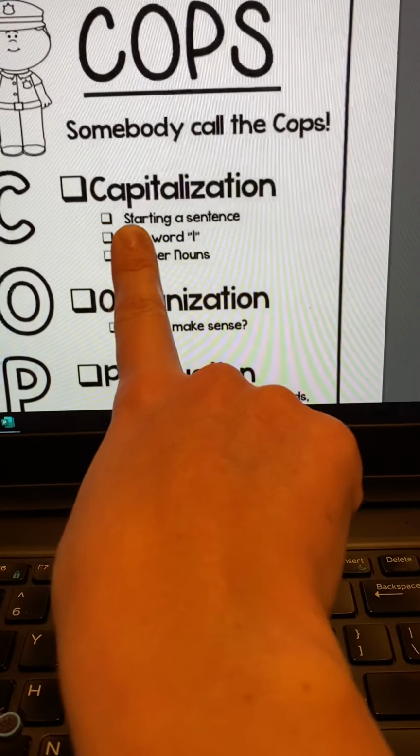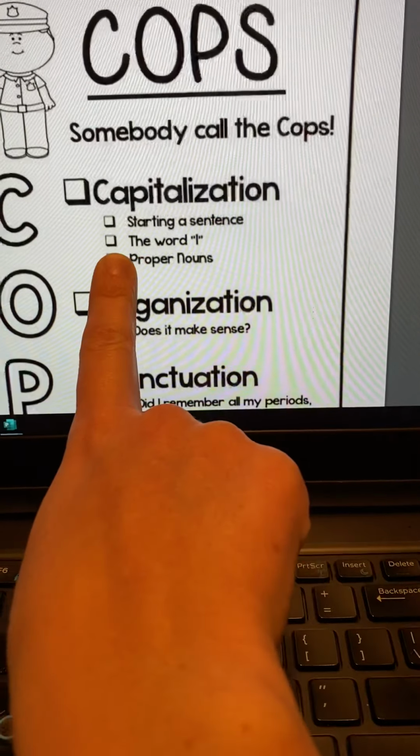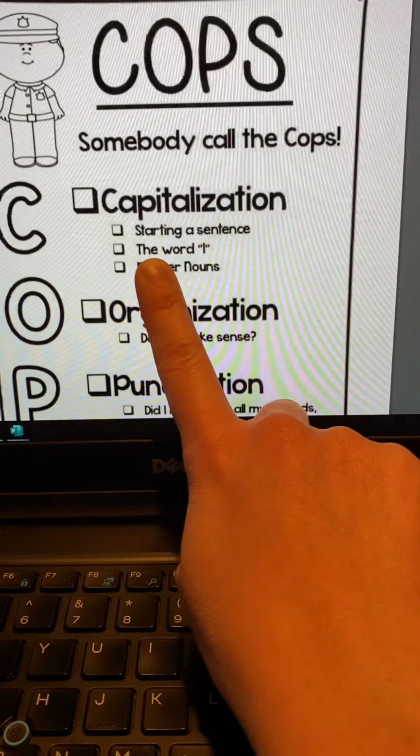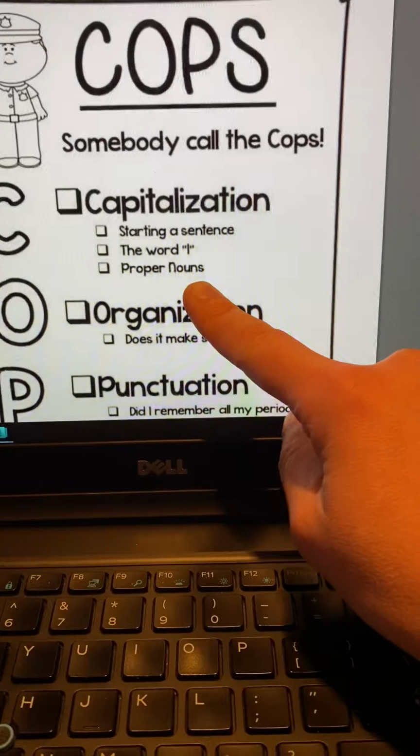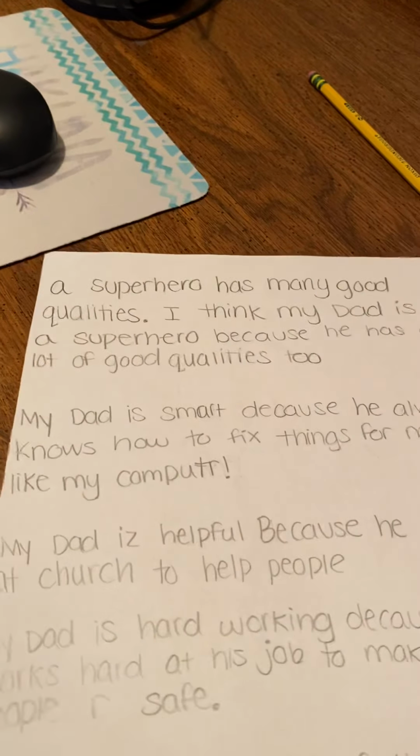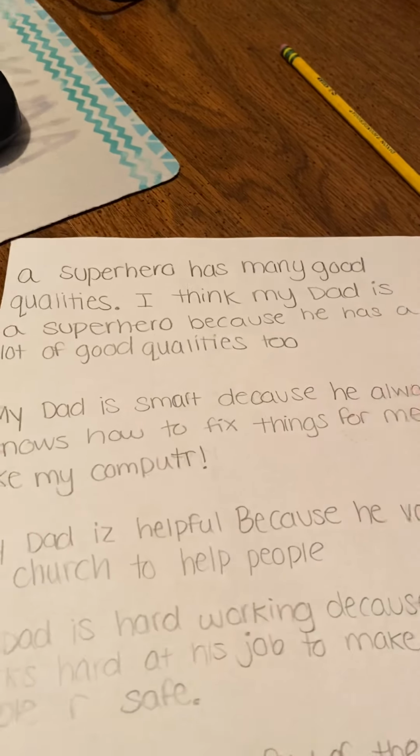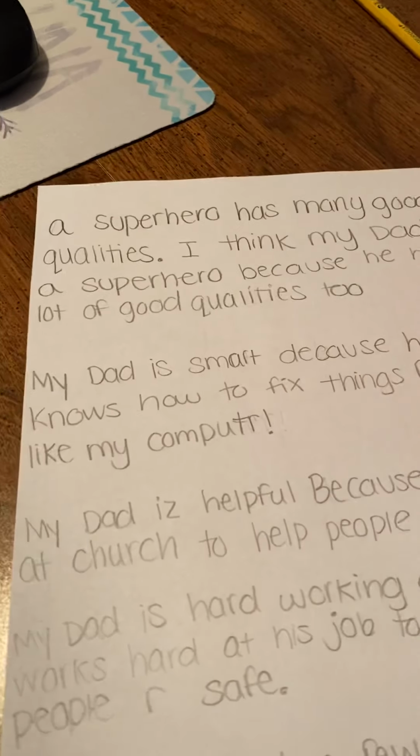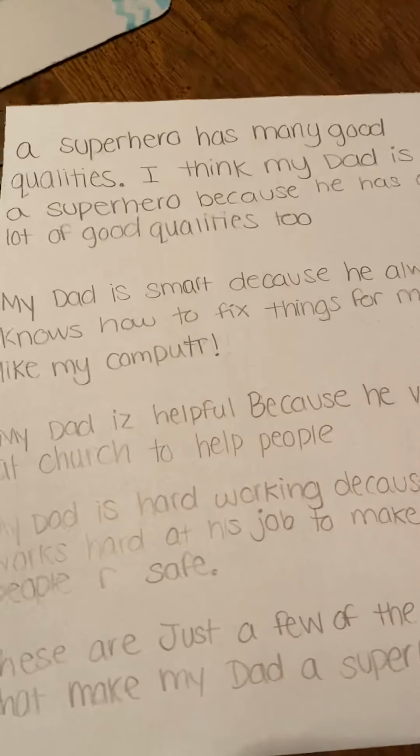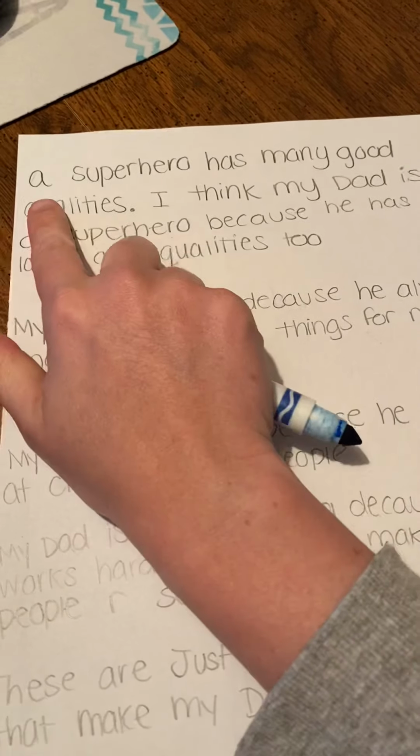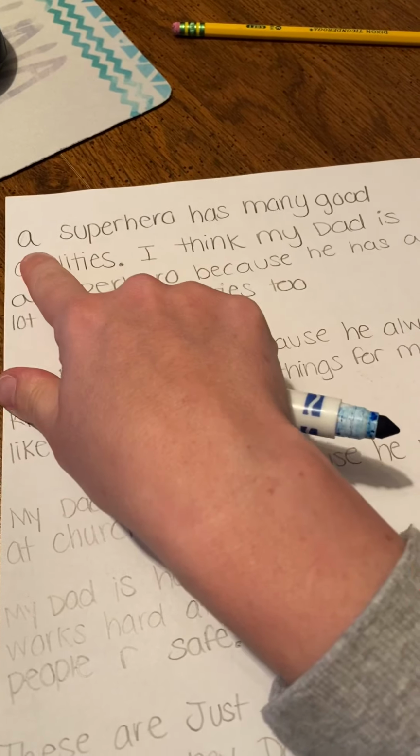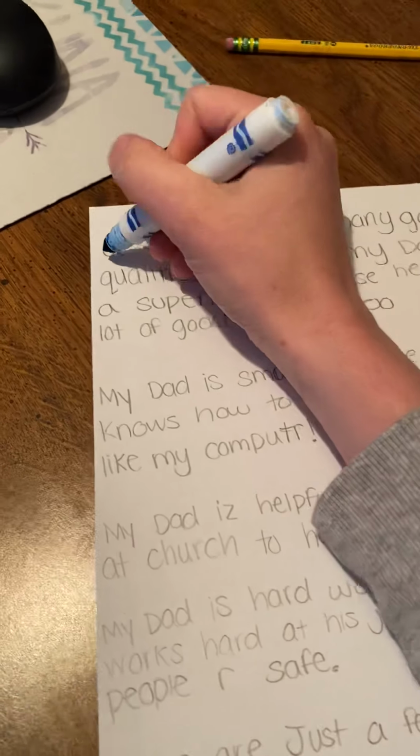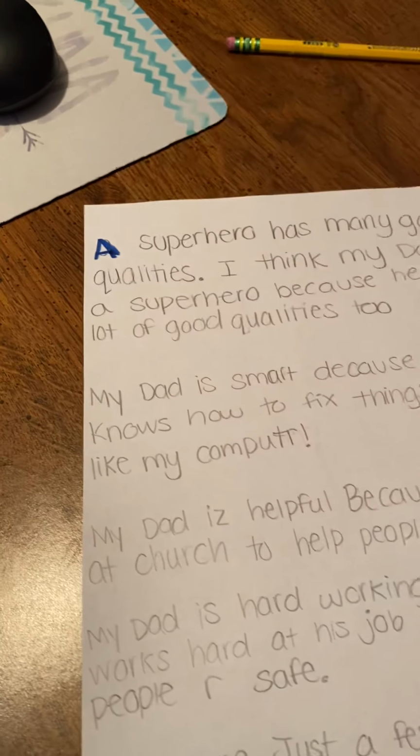We want to make sure that all the sentences start with a capital letter, that the letter I, when it's a word, is a capital letter, and that proper nouns are capitalized. So I'm going to read through my paper, and I have a writing tool that is a different color so I can make my edits. So I'm looking for capital letters this time. A superhero has many good qualities. Oh, already I forgot to put my capital letter there.